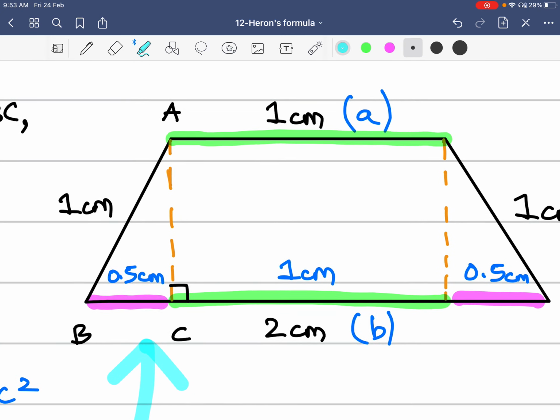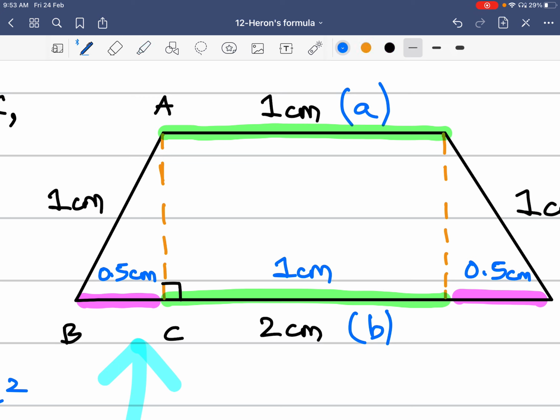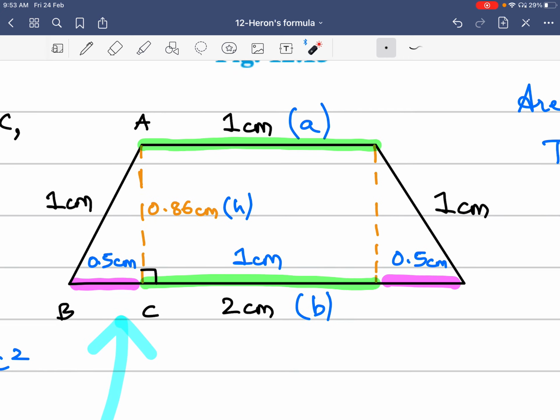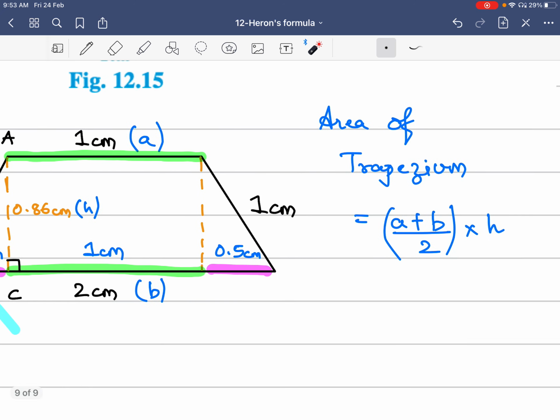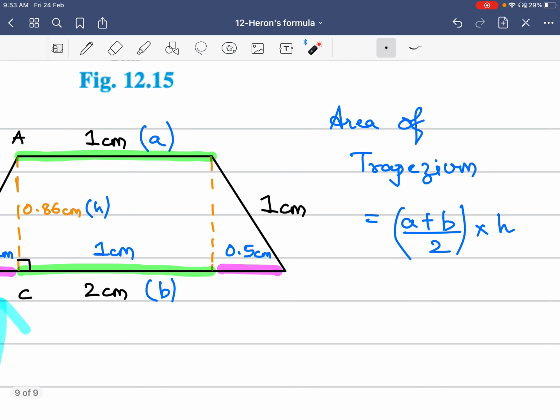Let's zoom in here. So we have this as 0.86 centimeter, which becomes the height of the trapezium, so that will be H. Let me mark it. So this is A, this is B, and this is H. I know there's a lot of mess here, but focus on this A, B, and H. Now let's continue here.